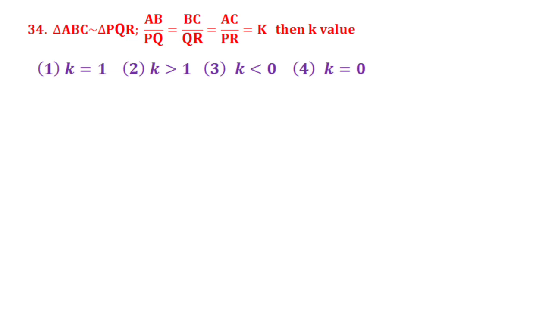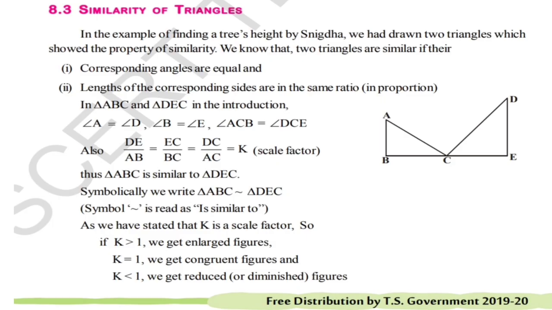34th question. Triangle ABC is similar to triangle PQR. AB by PQ equals BC by QR equals AC by PR, equals K. Then what is the K value? Observe the four options: K equals 1, K greater than 1, K less than 0, K equals 0. Here K less than 0 and K equals 0 are both not related to this topic, because it is from our textbook page. Here K greater than 1, we get an enlarged figure; K equals 1, we get congruent figures; K less than 1, we get reduced figures.